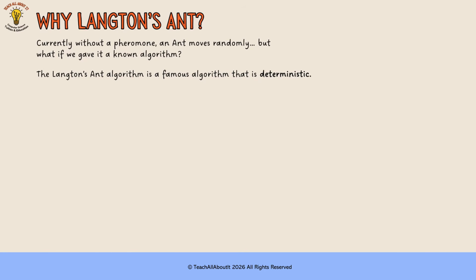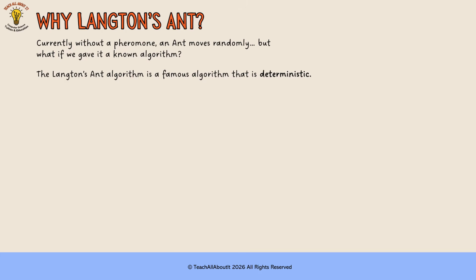So let's have a look at Langton's ant algorithm. Now this actually is entirely separate from what you would see in the current skeleton code, but it could be something that we could implement, and it's a really good way of practicing with the current ant code. So right now, if it doesn't have a pheromone and it doesn't have food, an ant moves randomly. But if we gave it a known algorithm like Langton's ant, we can implement something in addition to the current skeleton code that also links to the AQA specification.